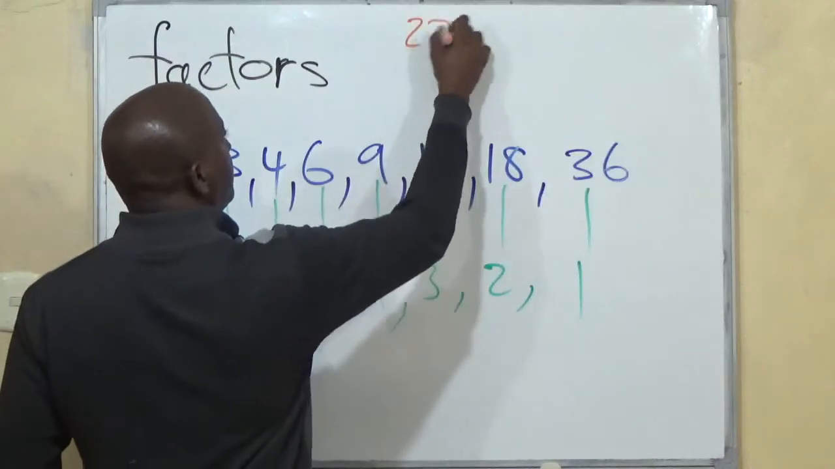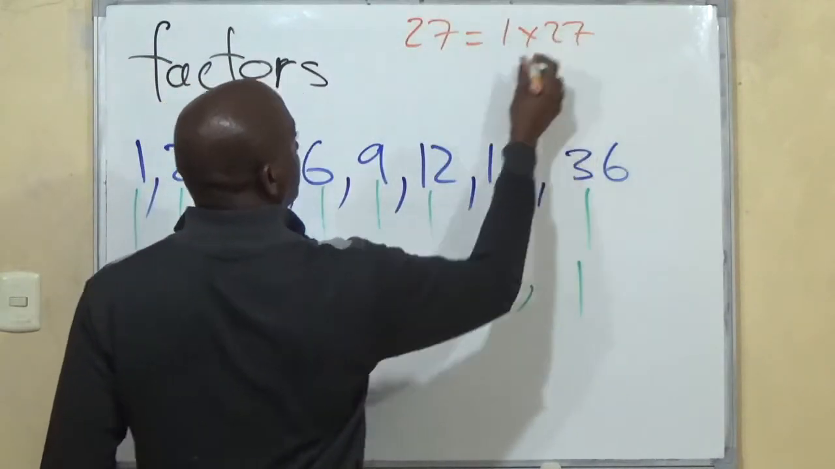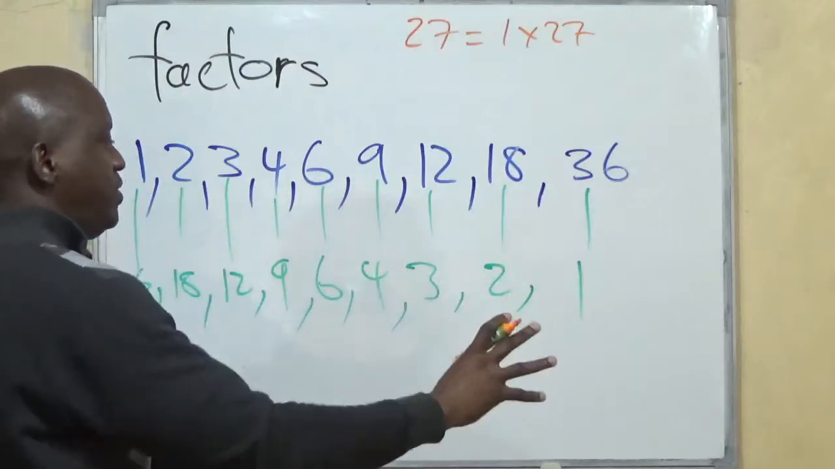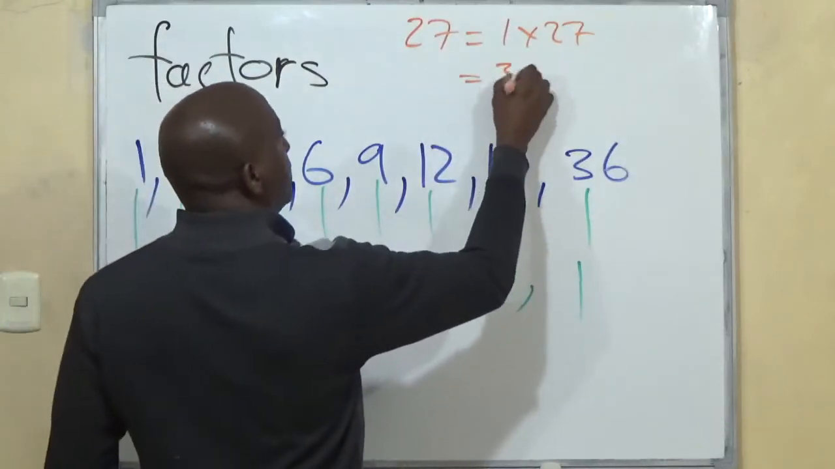So 27 is equal to 1 by 27. 2 wouldn't go in 27, but 3 could go in 27. 3 by 9.